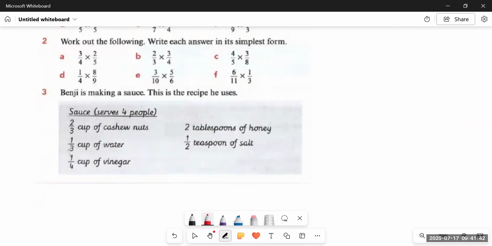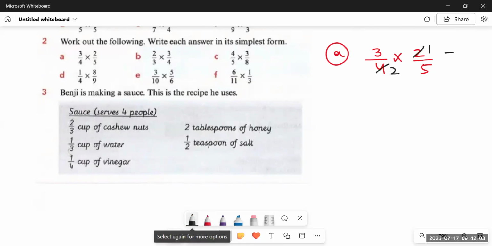Now, in question number 2, we will find that yes, we can simplify these fractions. 3 upon 4 multiplied by 2 upon 5. You can see that we cannot simplify 3 or 5 with any of the numerator or denominator, but we can simplify 2 with 4. How? 2 ones are 2, 2 twos are 4. Now we will multiply 3 with 1. So it will be 3 upon 2, 5s are 10.